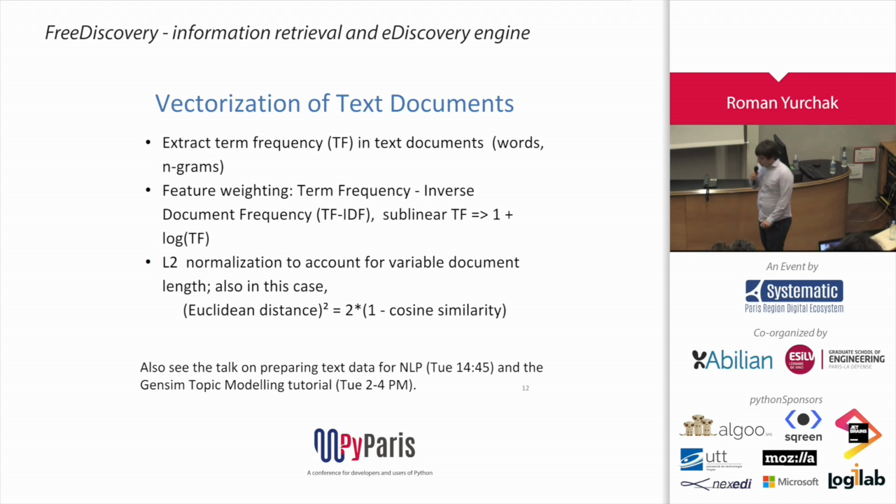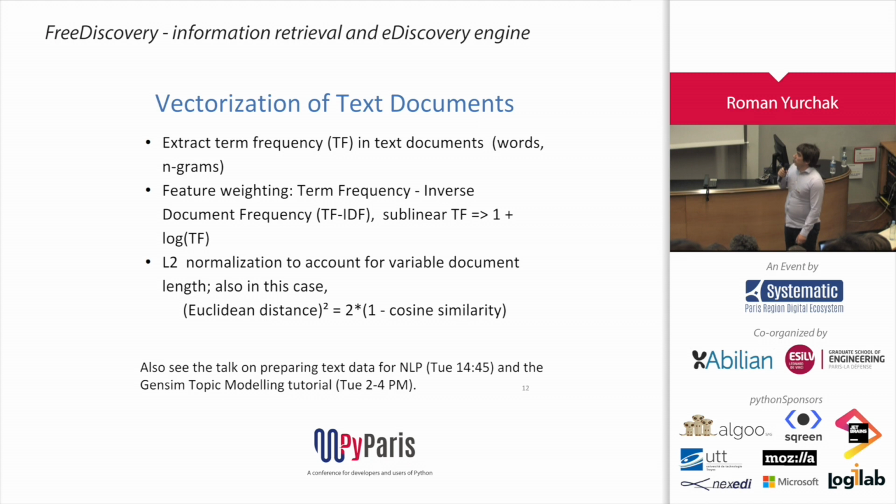So let's walk through the text processing. We use fairly standard vectorization approaches. We just extract document term frequency. Then we apply some feature weighting, such as inverse document frequency or sublinear term frequency.